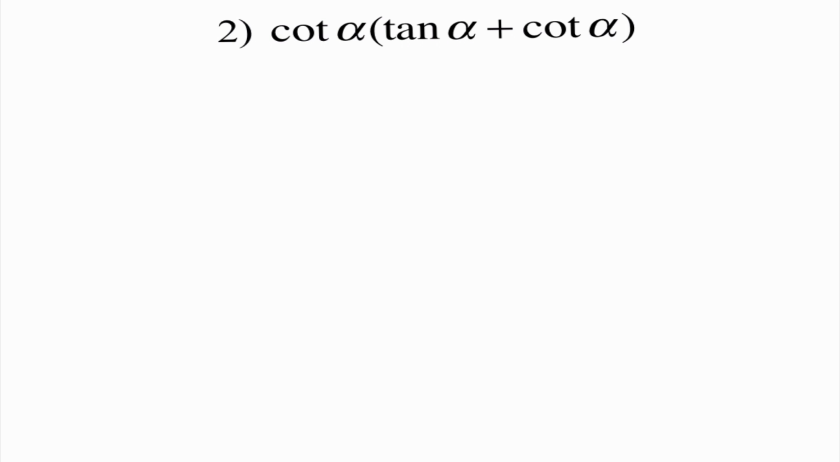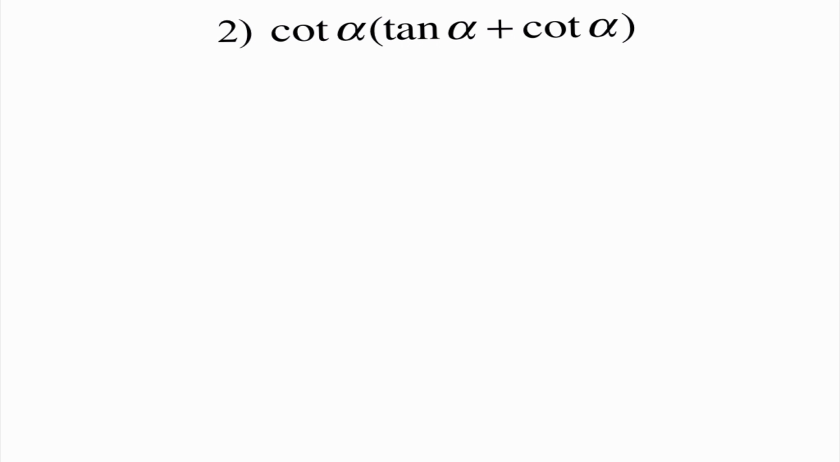Okay, let's move on to one that's a little bit more difficult. Number 2, cotangent of alpha times tan alpha plus cotangent alpha. What you guys may notice is that there are actually a few different things that we could do here. Once again, if I really wanted to, I could start by changing all 3 of these into terms of sine and cosine, which I'm not going to do yet. But we could do that and that would work.